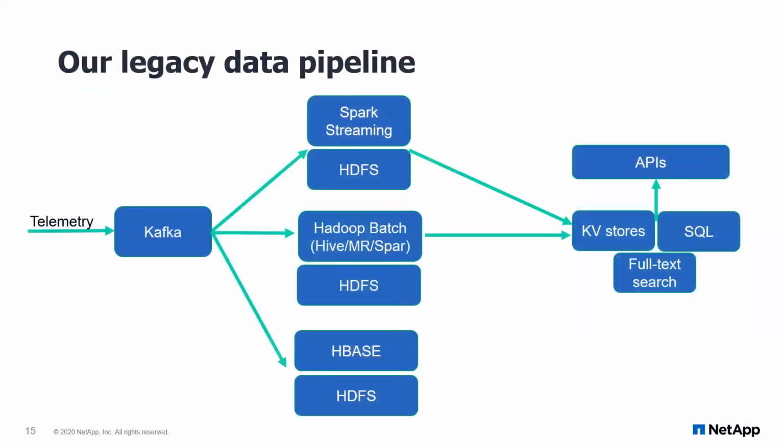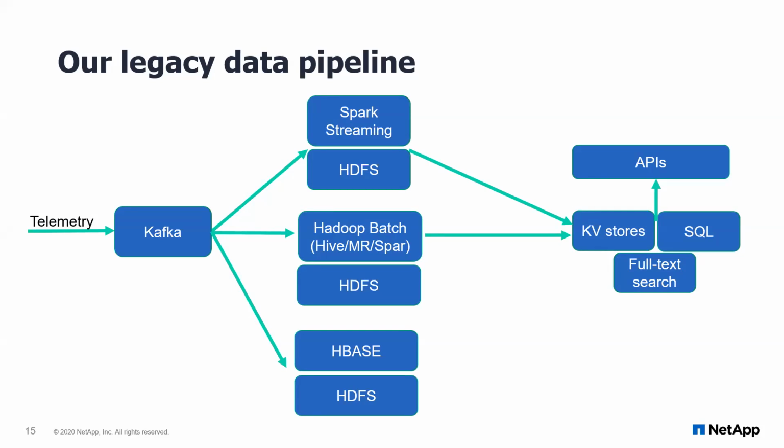This is a view of our legacy data pipeline. The real picture is horrendously complicated. Okay, so I've tried to simplify this greatly. But essentially, we used to have 3 sort of Hadoop clusters, one for event processing, a Spark streaming-based architecture on HDFS, a batch cluster, and lastly, HBase that stored all our performance counter data.